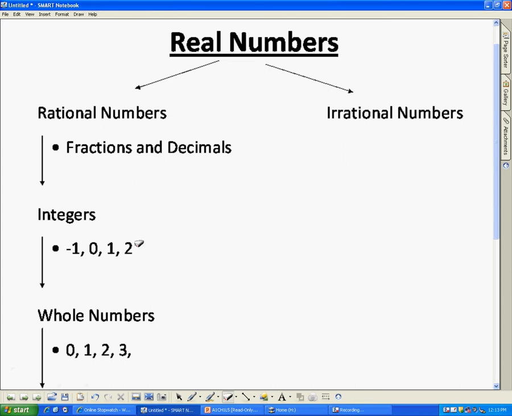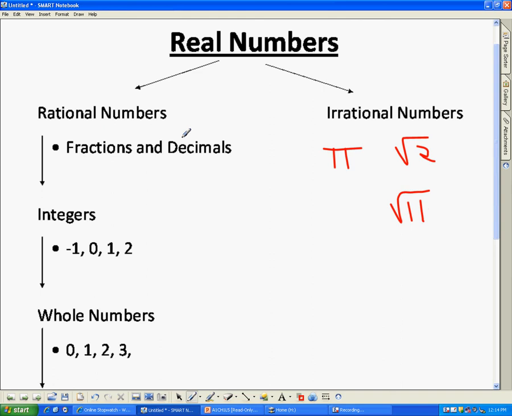Alright, I'm going to talk to you about real numbers, and there are two types of real numbers. There are rational numbers and there are irrational numbers. Irrational numbers cannot be written as a fraction. These are numbers like pi. We've talked about pi before. Pi goes on forever. Square root of 2, square root of 11. These are numbers that aren't perfect squares.